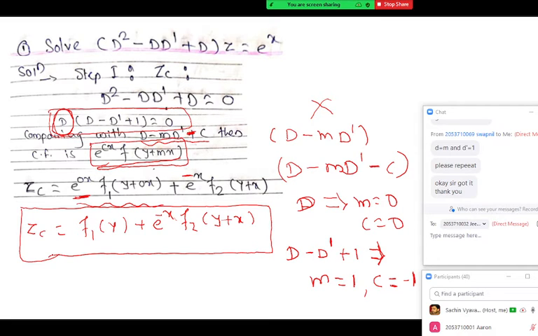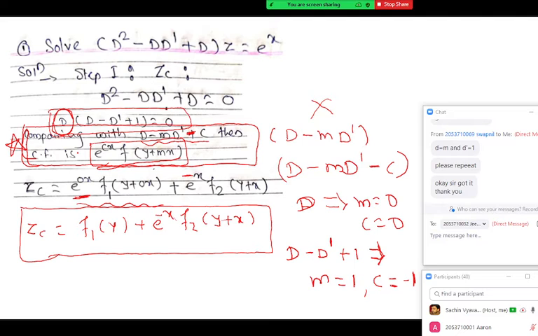So non-homogeneous is a more general case, and in this case you always compare it with d minus md dash minus c, and then e raised to cx into f of y plus mx is the CF. This is the important line where you have to compare and use it. This is the most important point. That is the end of ZC.